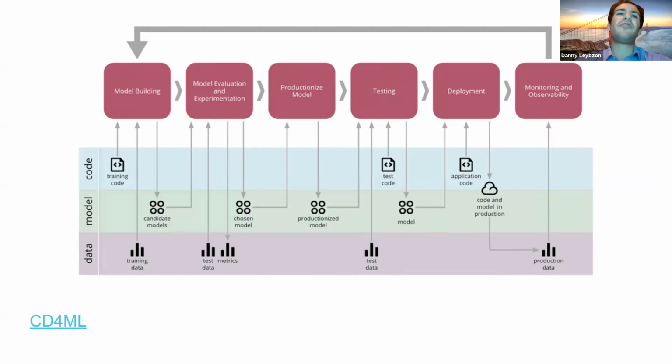So the very first step is building a model, right? And in order to build a model, you need a couple of things. You need some training code, right? Probably written in R or in Python, maybe in Julia, or maybe even in C++ if you're really advanced, right? We also need some data. In this situation, we're going to be taking training data, right? Because we're training our model. And then the output of this training code and this training data is some candidate models, right? So we've trained a lot of different models, and now we can start to compare them side by side.